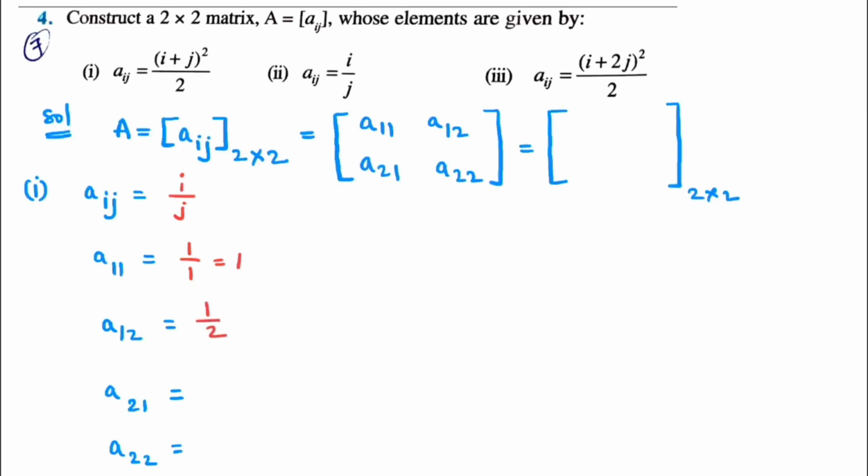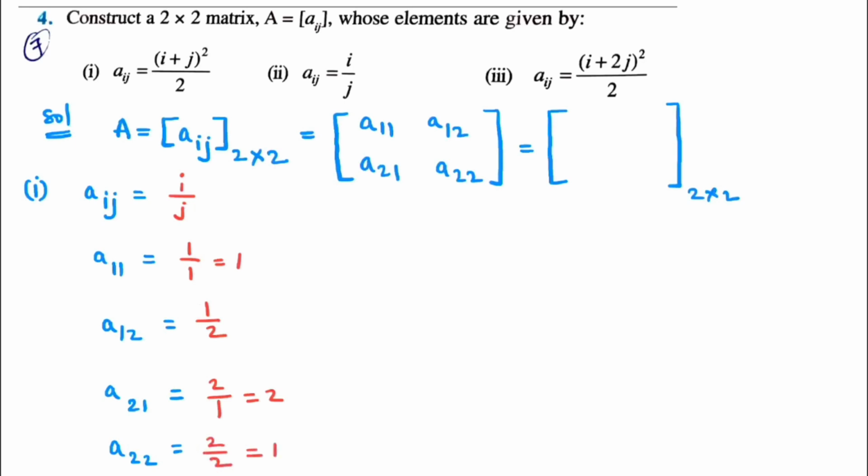Okay, 2 by 1. In place of i, 2 is there. In place of j, 1 is there. So in this, in place of i, you write 2. In place of j, you write 1. Okay, 2 divided by 1. That is same as 2 only. Okay, now A22. A22, i by j, na? That means 2 by 2. 2 by 2 is 1.